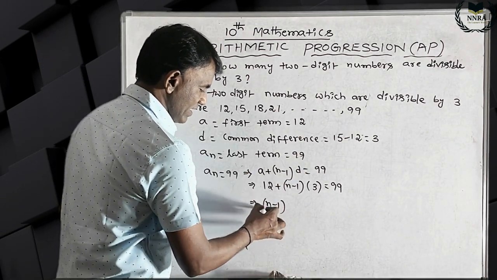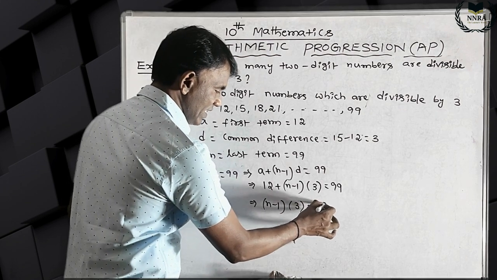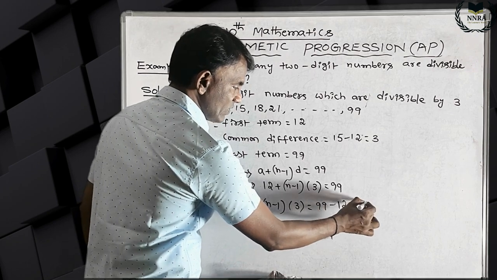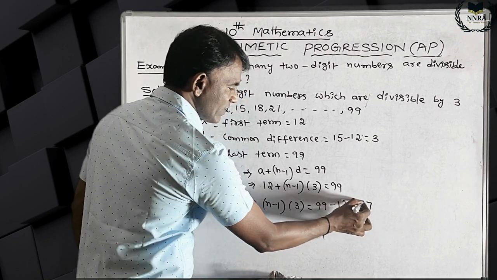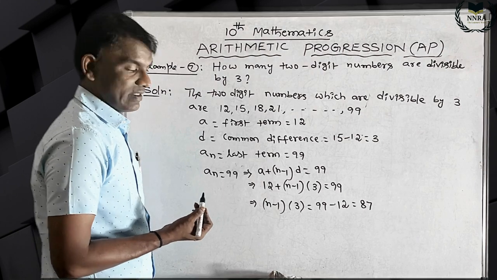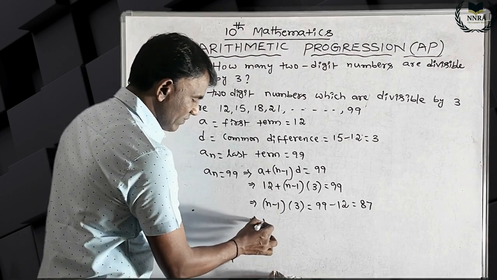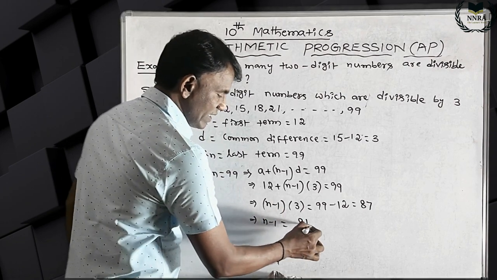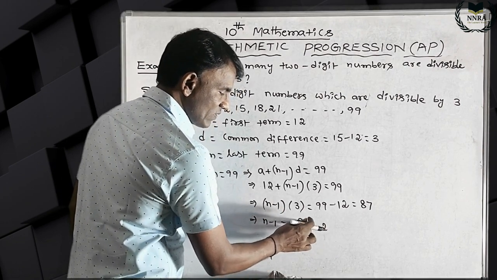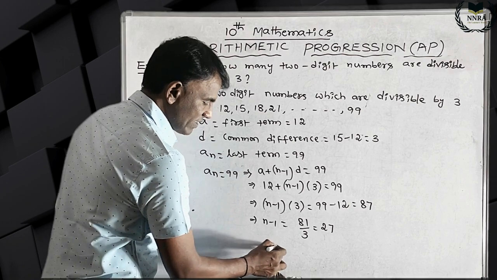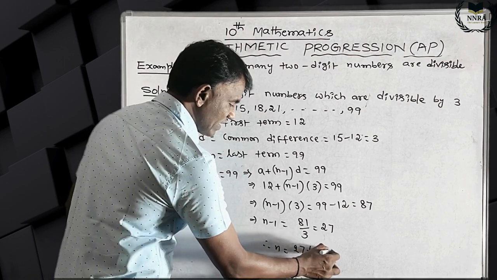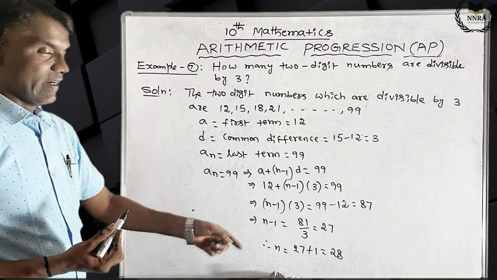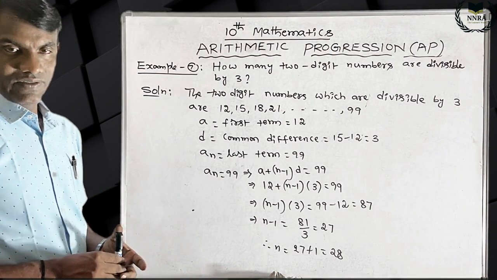Now how to write it? n minus 1 into 3 equal to 99 minus 12. So 9 minus 2 is 7, 9 minus 1 is 8. So 87. Now n minus 1 equal to 87 divided by 3. Now 3 twos are 6, and 6 means 21 means 7 times, so 29. Now what is the value of n? 28 plus 1 equal to... Got it? So that is the value of n. That is the required answer of the given question.